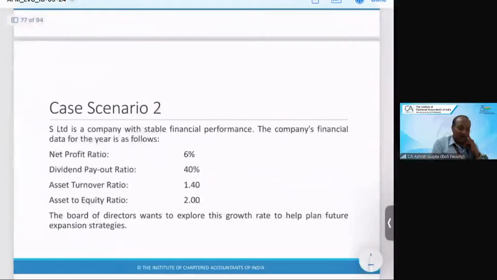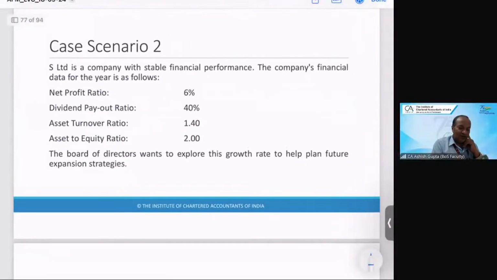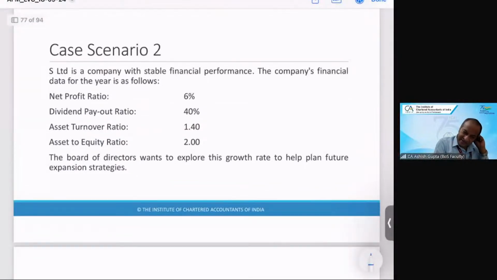Okay, students. It is the same case scenario, with just a slight difference. Just read out the case, and then we will answer this MCQ. Then we will proceed further to the assignment question.